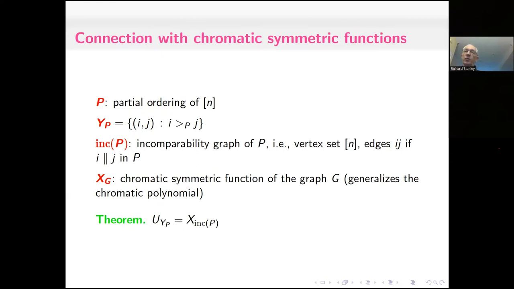And the theorem, which is very easy to prove directly from the definitions, is that this generating function U, if we're taking YP now to be X, the set of X descents, is the chromatic symmetric function of the incomparability graph of P. I think there should be an omega here: the automorphism omega applied to the incomparability graph.